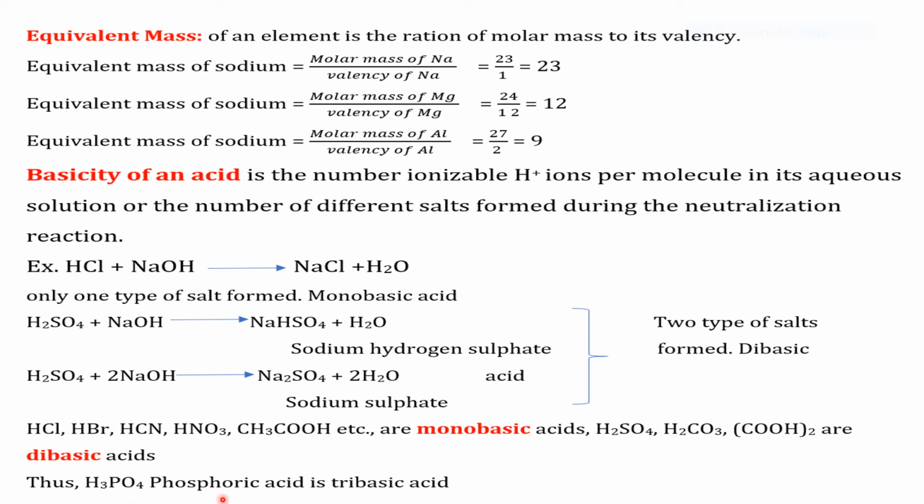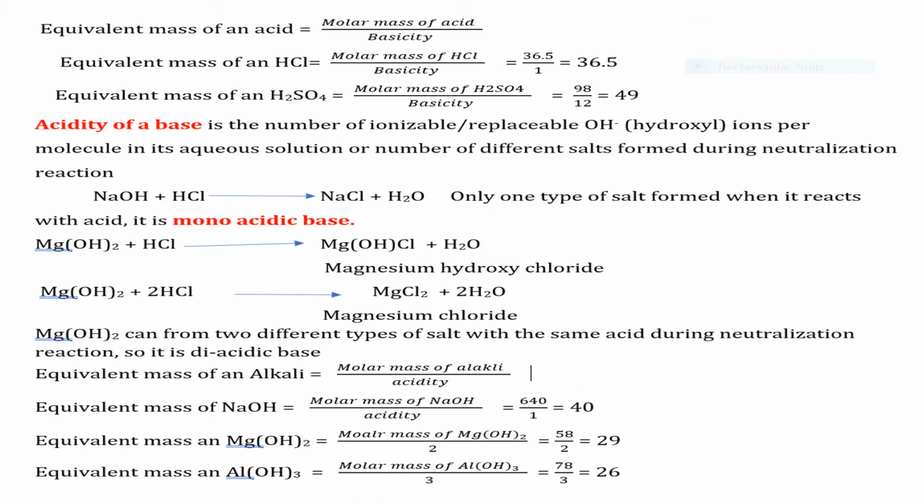H3PO4, that is phosphoric acid, is a tribasic acid. Now let us know the equivalent mass of an acid. Equivalent mass of an acid is equal to molar mass of acid by its basicity. Equivalent mass of HCl equals its molar mass 36.5, and basicity is 1, that is, it has only one replaceable H+ ion.